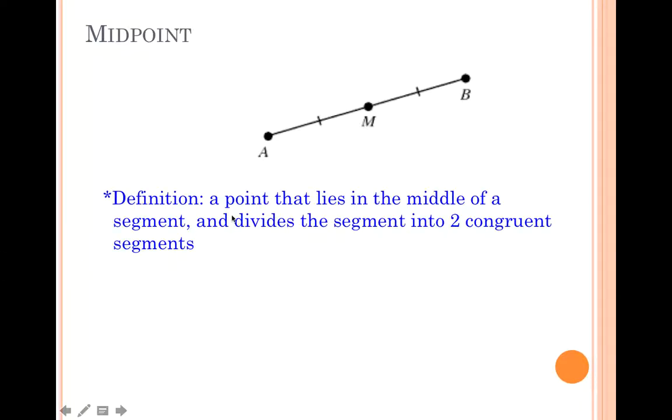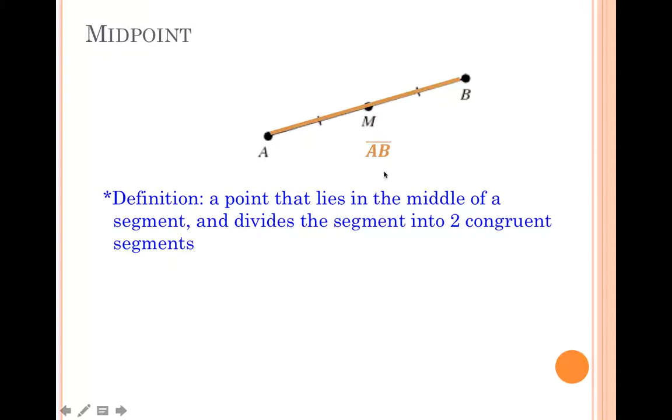So the definition: a point that lies in the middle of a segment and divides the segment into two congruent segments. So since the point is in the very middle, it splits the segment up into two segments that are congruent. Now, a segment, you guys, is different from a line, so be careful. A segment has a start and an end point. A line extends in two directions forever.